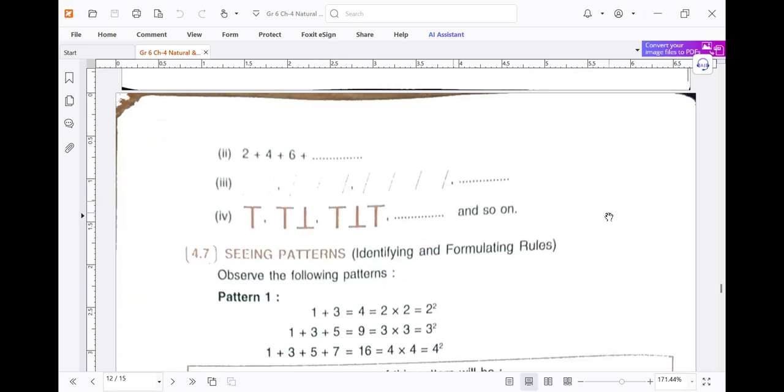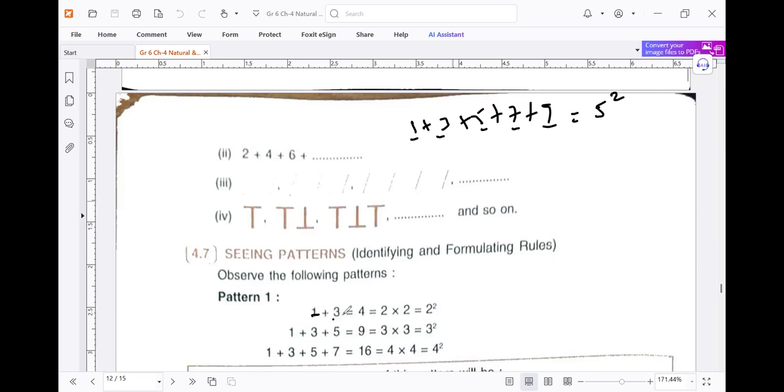Now this is a very interesting pattern. If you want to add the consecutive odd numbers, starting from 1, 3, 5, 7, 9, you just have to count the numbers: 1, 2, 3, 4, 5. How many are there? 5 square. That is the total. Just check this.